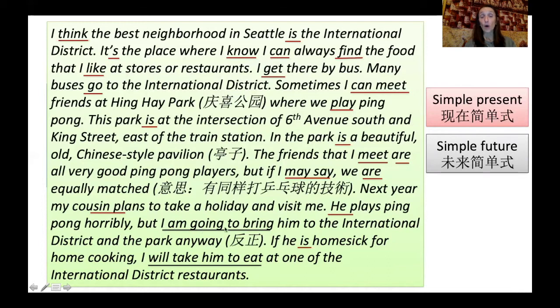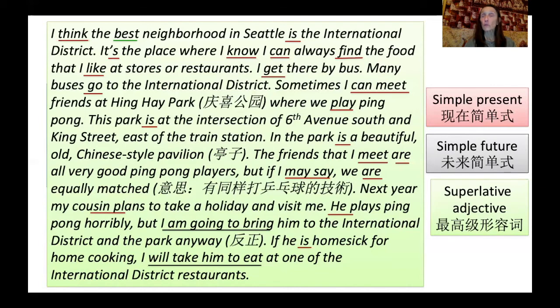I am going to bring. Not now, but I'm planning. I'm thinking, well, 打算, I'm planning to do. I will take him to eat. So, 未来简单式. Let's look at what else is in there. There's a superlative adjective in here, and that's underlined in green. Remember 比较级形容词 and 最高级形容词.